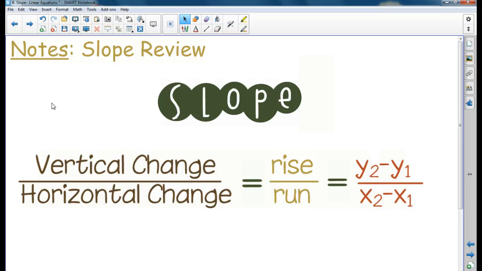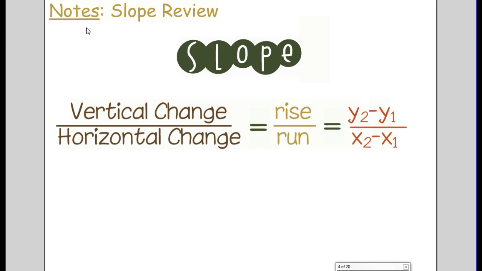When you hear slope, these are the things that you should think of. Do these look familiar? Rise over run. You've heard that a million times. Rise over run. That is still here. It is here to stay. That is tried and true. Rise over run. Vertical change over horizontal change. Maybe you didn't hear that one as much, but it's the same thing.